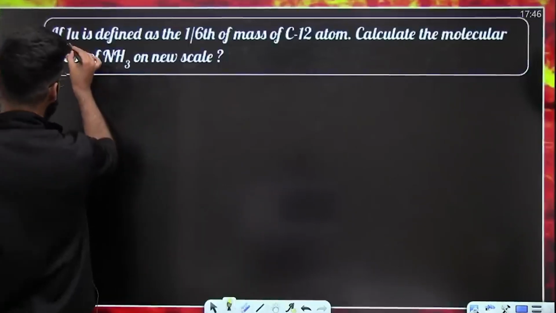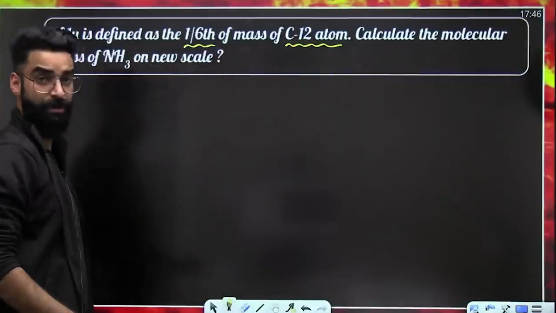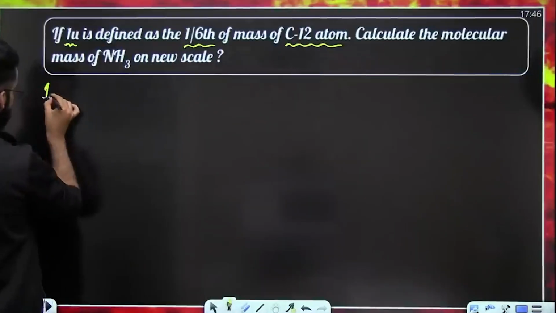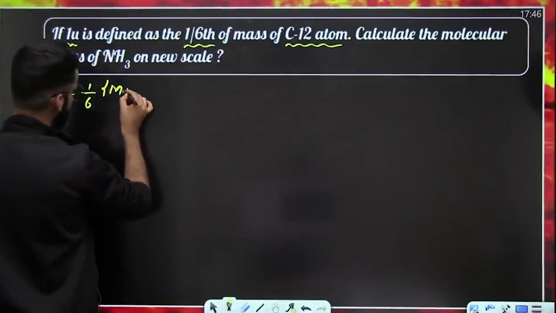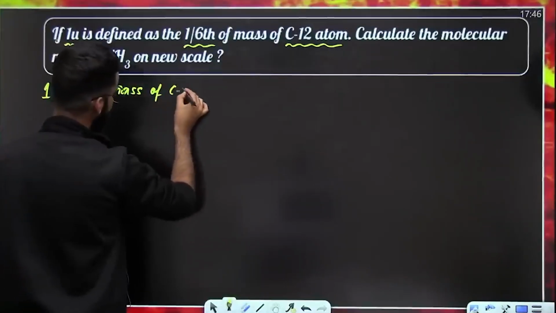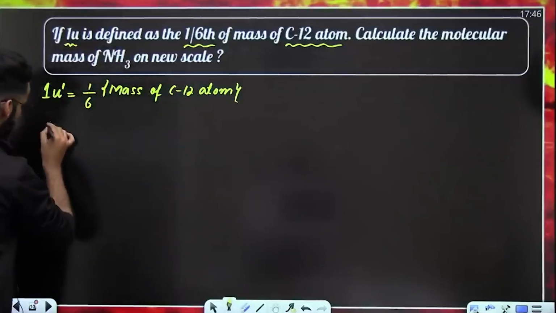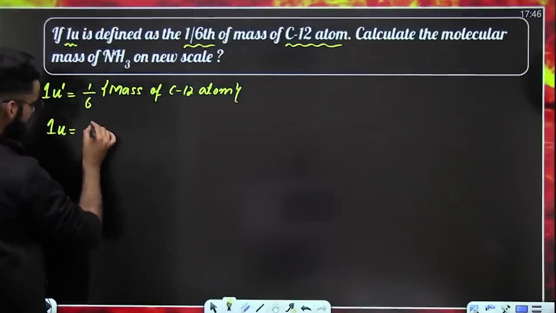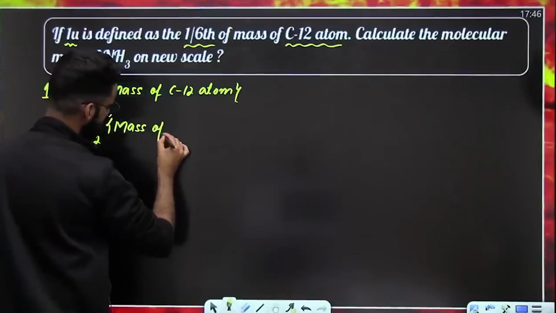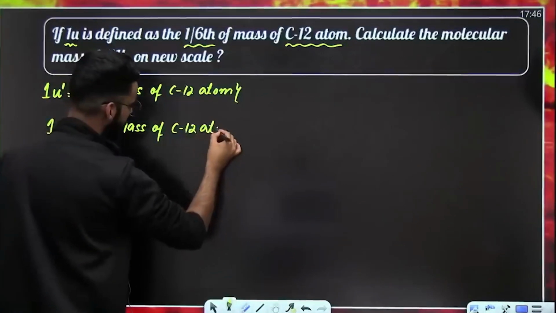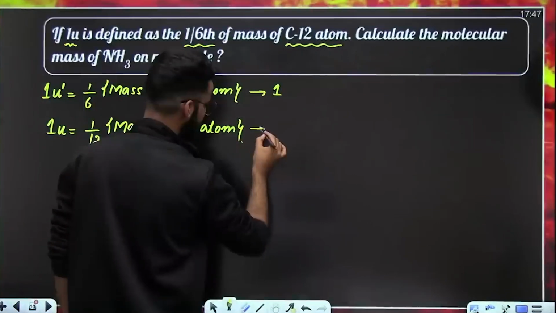As per this question, 1U is defined as 1/6 of the mass of carbon 12. Okay, as per the question. And how have we defined the U as per the conventional scale? That was 1/12 of the mass of carbon 12. Yes, students, let's call this equation number 1. Let's call this equation number 2.